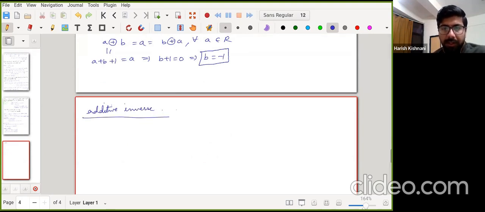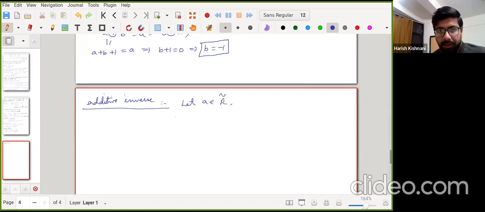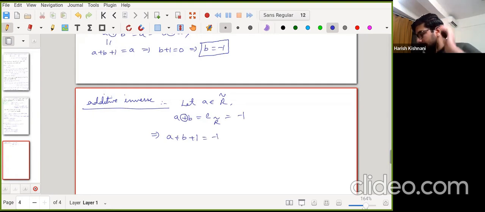So, additive inverse. Let A belong to the set R delta. For the additive inverse, you want A plus B to be the identity of this R tilde. Addition is also with respect to this new ring structure, and the identity here is -1. So A plus B is A plus B plus 1, which should equal -1.